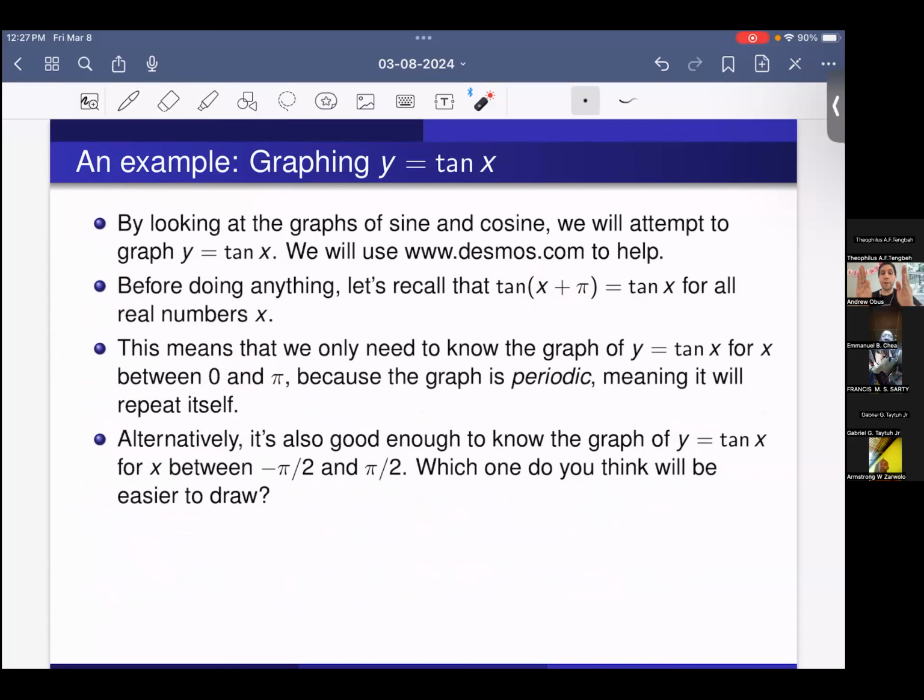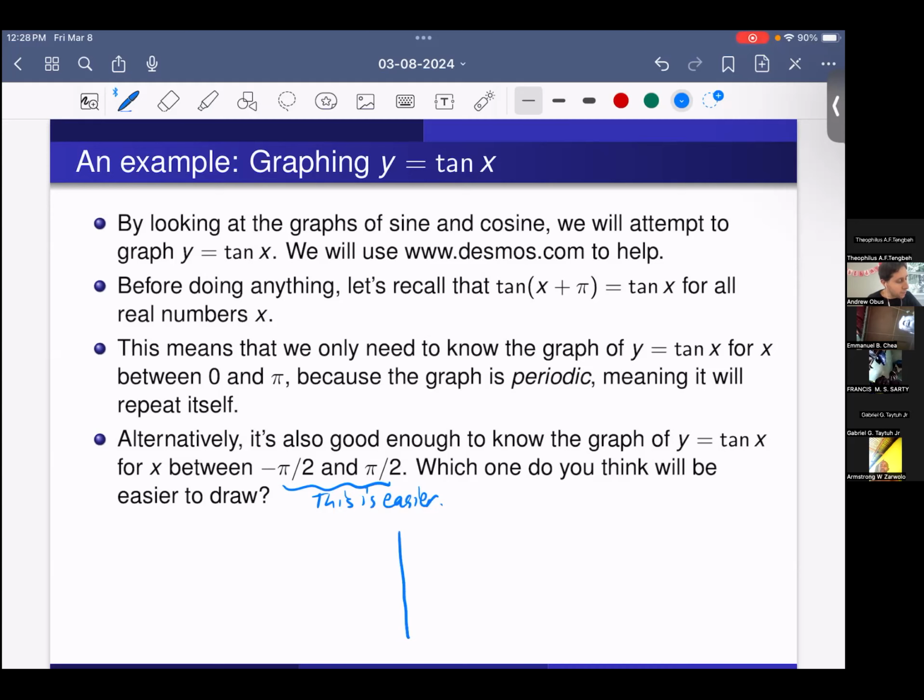If I know it from minus pi over 2 until pi over 2, that's an interval with length pi, and that's good enough. If I can graph it there, then I can still repeat it every time. As long as I have an interval whose length is pi, if I graph it in that interval, I can then just repeat to graph the entire thing. So in fact, here it's good enough to know the graph of y equals tangent of x for x between minus pi over 2 and pi over 2. And just for matters of time, this is going to be a bit easier.